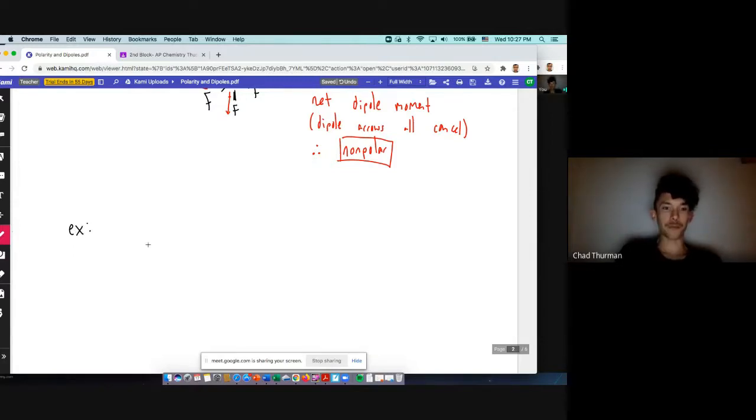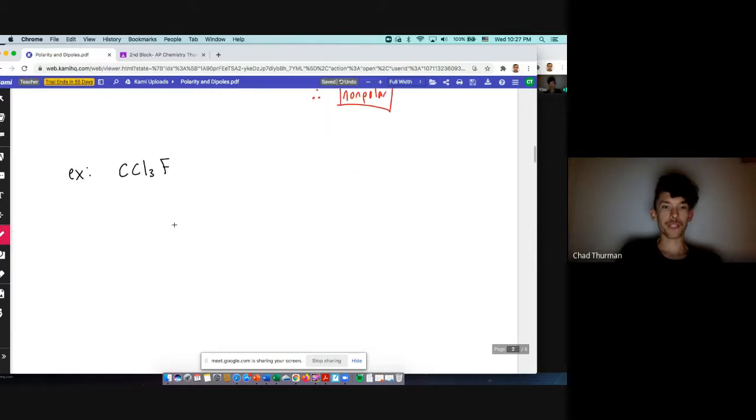Let's look at another example. How about CCl3F? This one is quite tricky. Feel free to pause and see if you can get it. I'm going to skip ahead quite a bit just for sake of time. But when you do the Lewis structure, it's going to be tetrahedral.